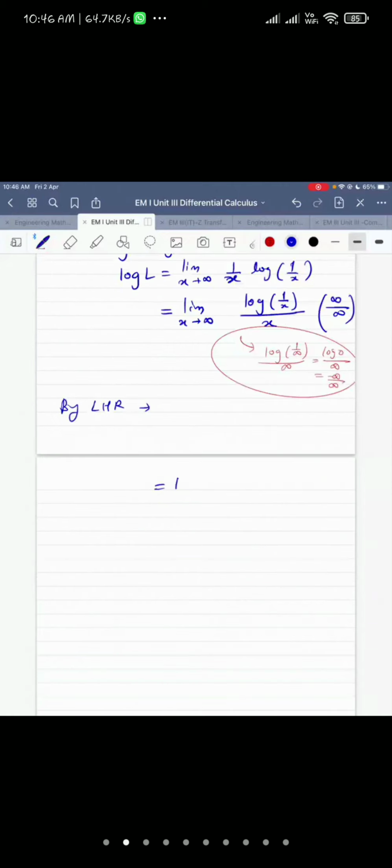So this gives limit extending to infinity, right? Log of 1 by x. What will be the derivative of log of 1 by x? It is 1 upon 1 by x into derivative of 1 by x, which is minus 1 upon x square. Okay, see, this can be a question of 2 marks in the online exam. And upon derivative of x is 1. Now simplify this term. So this is extending to infinity.